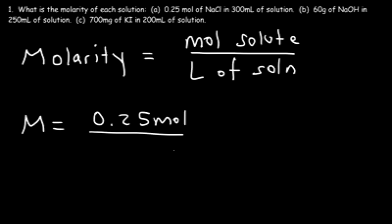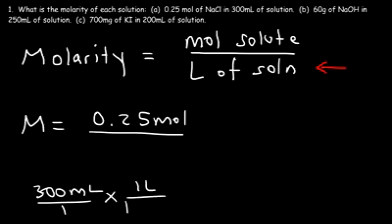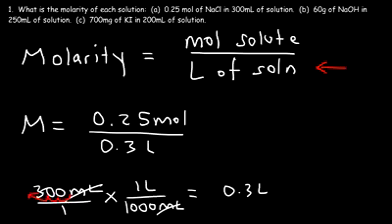However, we need to convert it to the units liters. And to convert milliliters to liters, simply divide by 1,000. 1 liter is equal to 1,000 milliliters. So 300 divided by 1,000, it's 0.3. Another thing that you can do is move the decimal 3 units to the left. So let's divide this by 0.3 liters. And 0.25 divided by 0.3, that's about 0.83. So that's the concentration of the first solution in part A.